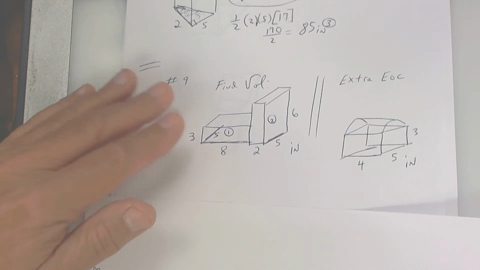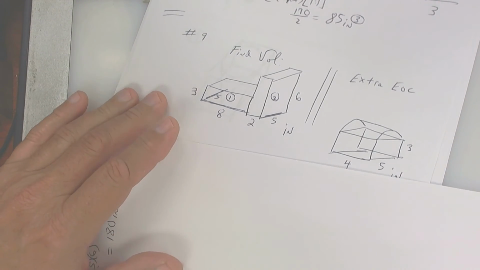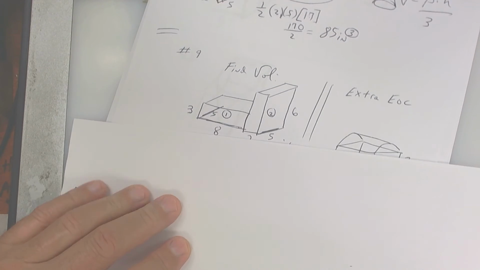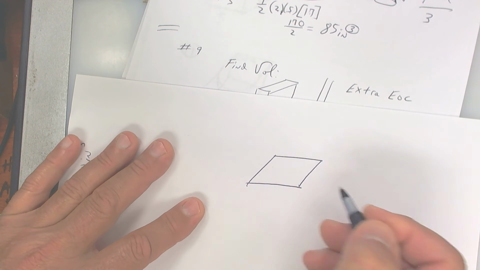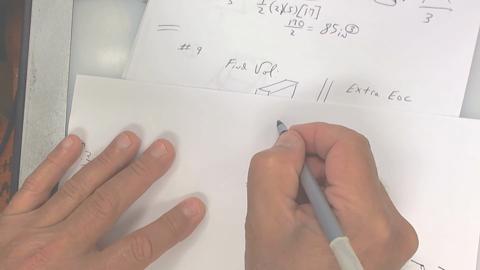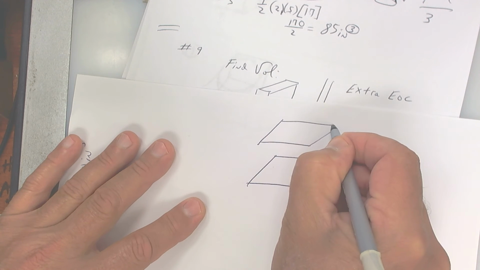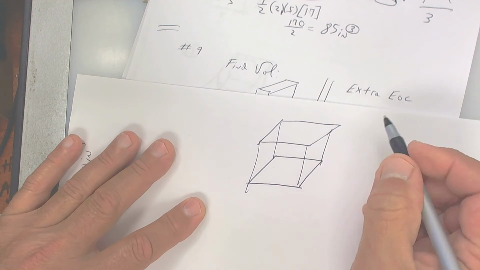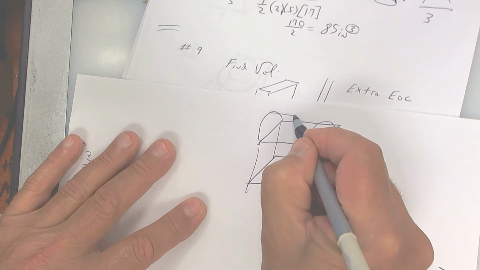Let's take a look at this one. This is a bonus question. All right, this is on the EOC. This is kind of like a jewelry box. So I want you to draw this. Draw that. Okay. And then draw another one the same way. Something like that. And then connect these. And then put a semicircle up here. Okay, and then connect that.